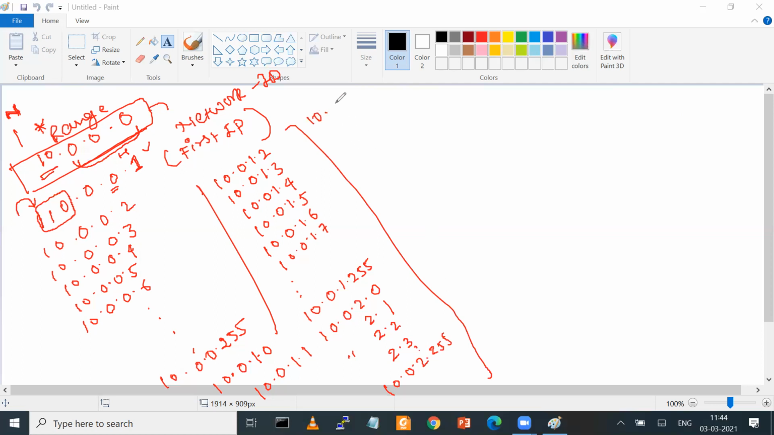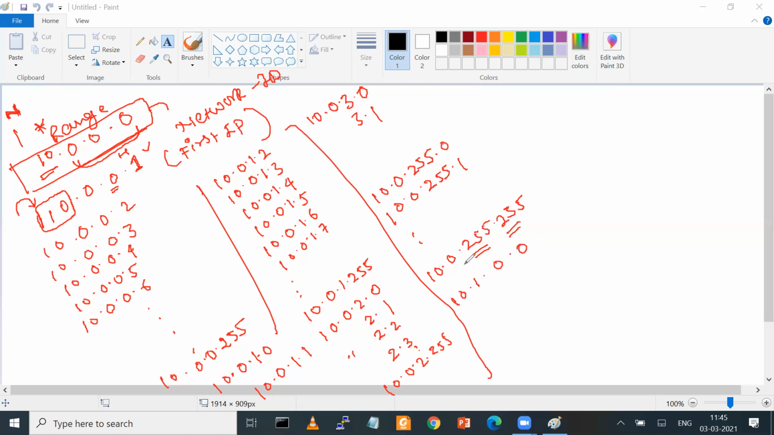Now again once you complete 2, then it's time to move into 3, 3.1. Now you can rotate till 255.0. All right, once you write 255.0, then it is 255.1, and at last it looks like this, 255.255. Once you fulfill these two octets, now it's time to move here, 1.0.0.